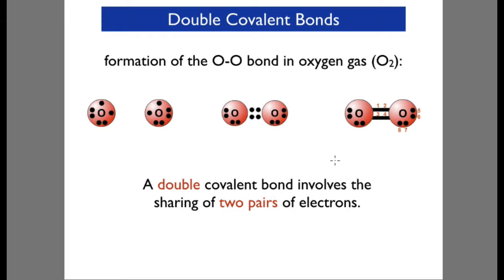The formation of the oxygen-oxygen bond in oxygen gas forms a double bond. Oxygen has 1, 2, 3, 4, 5, 6 electrons in its valence shell. When two oxygen atoms come close together, they share 4 electrons. 2 electrons make one bond, another pair of electrons make the other bond. Let's count them up. 1, 2, 3, 4, 5, 6, 7, 8. So it has a full octet. Hooray again. A double covalent bond involves the sharing of 2 pairs of electrons.